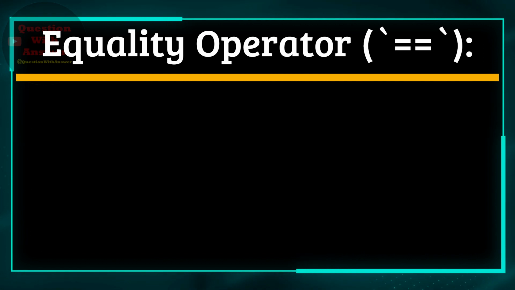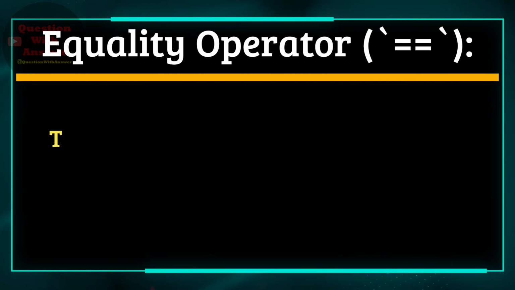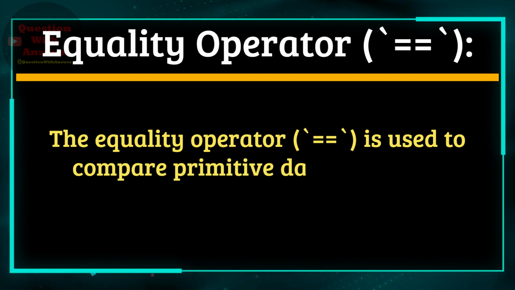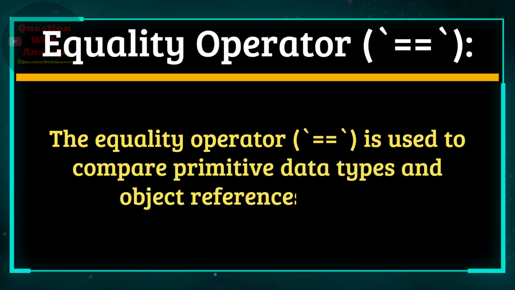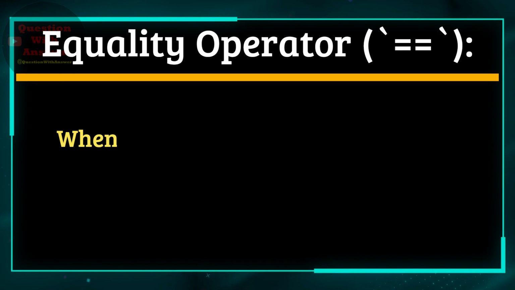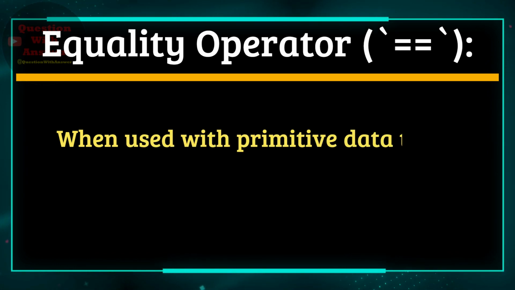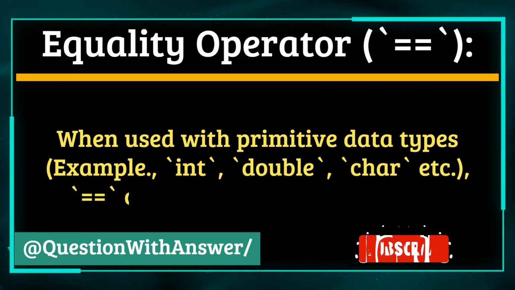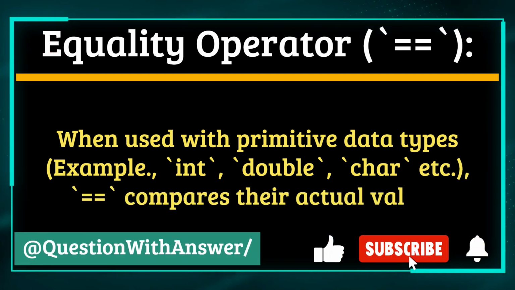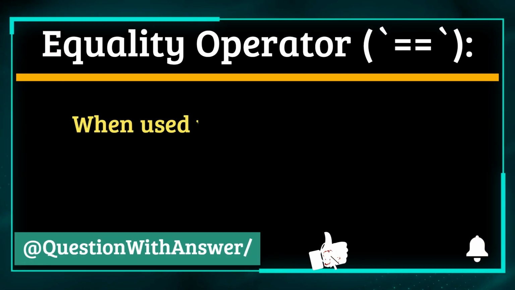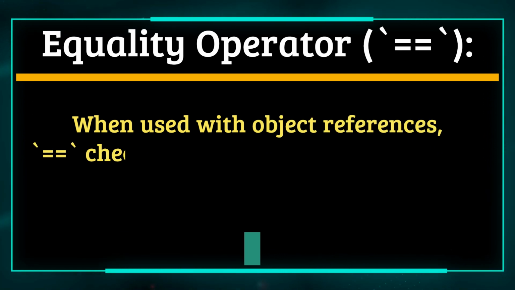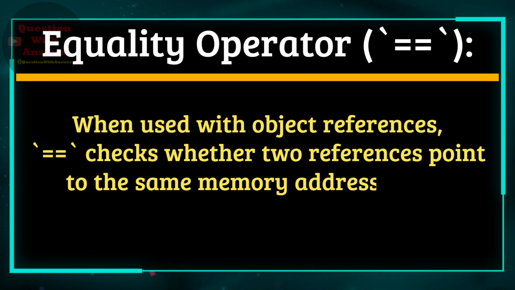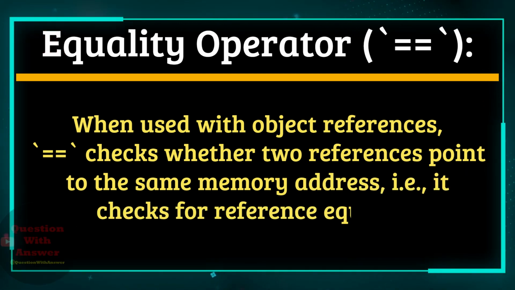Equality operator, ==. The equality operator, ==, is used to compare primitive data types and object references in Java. When used with primitive data types, for example int, double, char, etc., == compares their actual values. When used with object references, == checks whether two references point to the same memory address. It means it checks for reference equality.